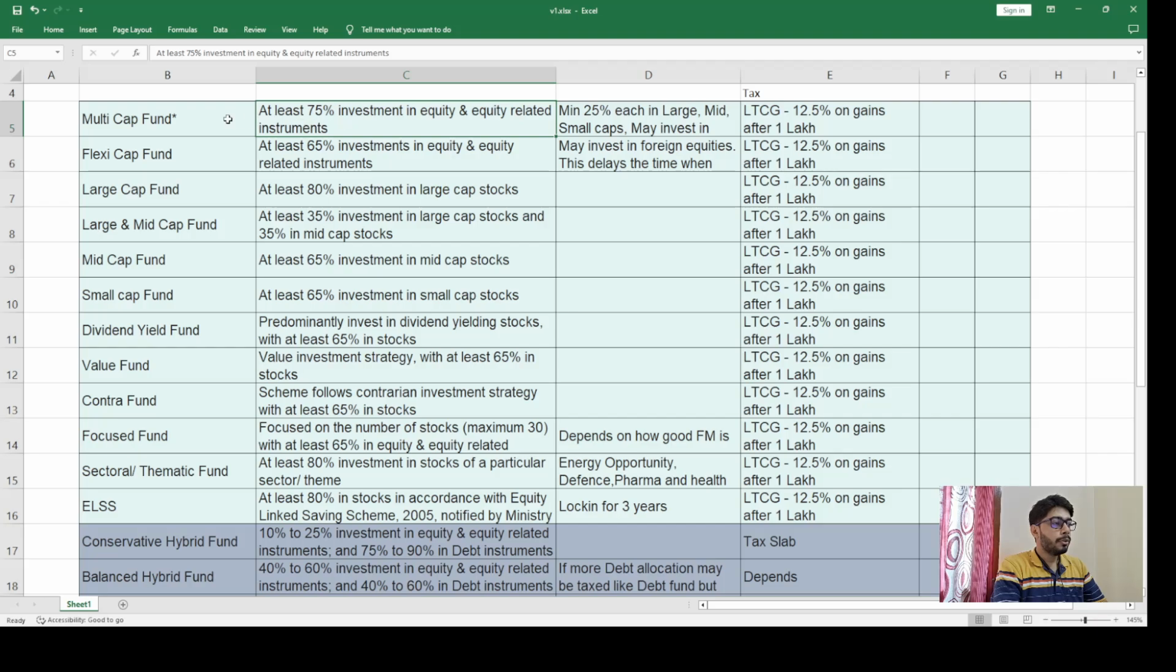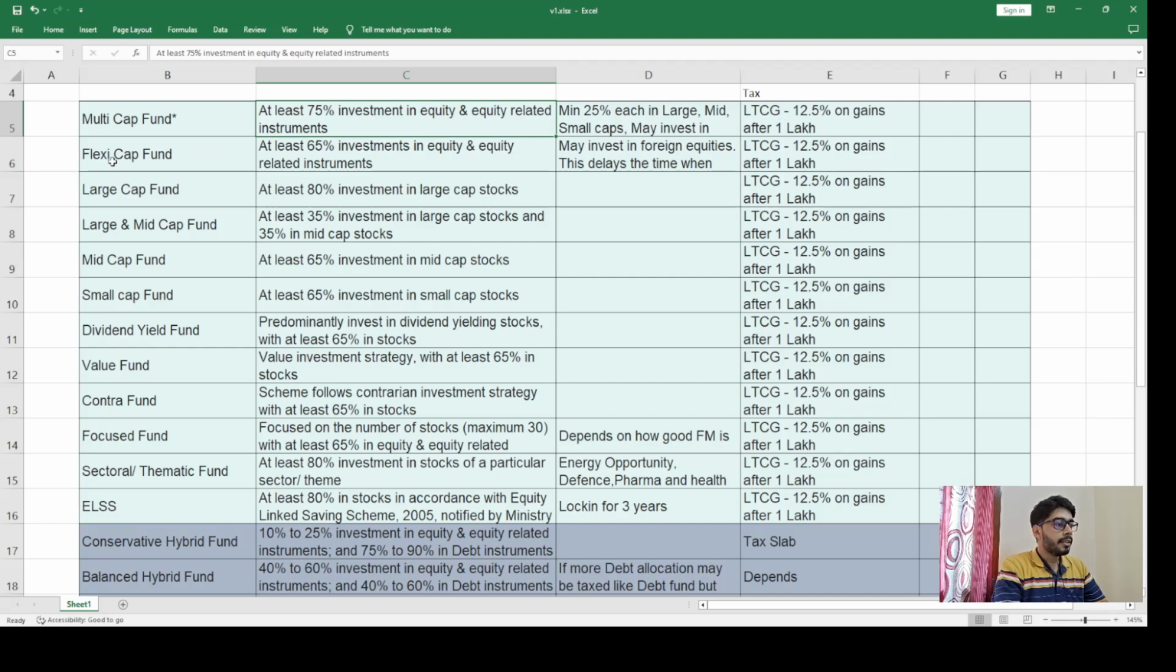Also in this multi-cap fund, a minimum of 25% each is given to large, mid, and small cap stocks, and that is how the 75% has to be built, and then the remaining 25% can again be in any other things, like you can go for 25% of large cap or any of these equity parts, or based on the discretion of the fund manager they can change.